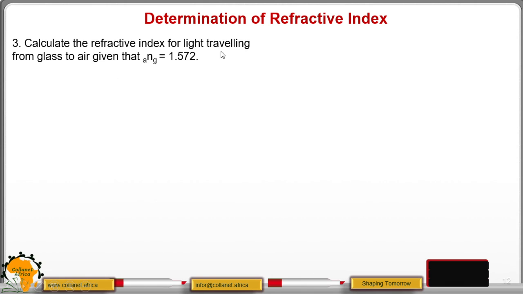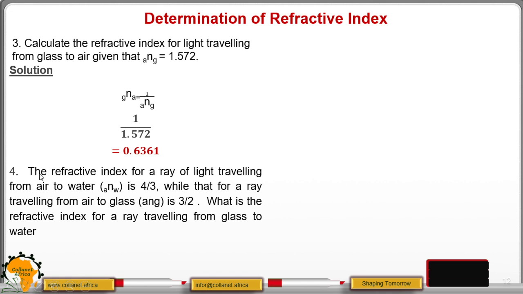Calculate the refractive index for light traveling from glass to air, given that the refractive index of glass with respect to air is 1.572. We proceed as follows. We have seen that the refractive index of air with respect to glass is the same as 1 over the refractive index of glass with respect to air. So because we are given this refractive index, you just get the reciprocal. And when you do that, you find that the refractive index of air with respect to glass is 0.6361. Then we have the fourth example.